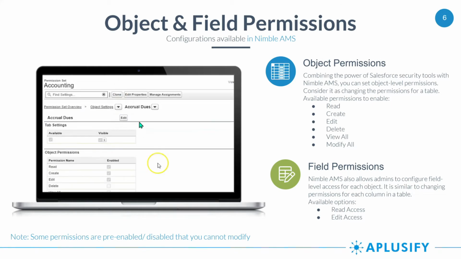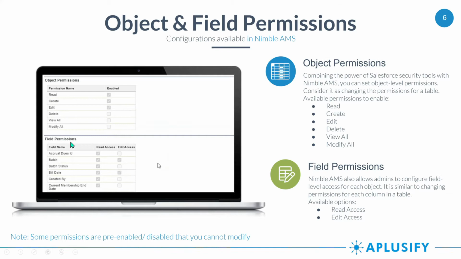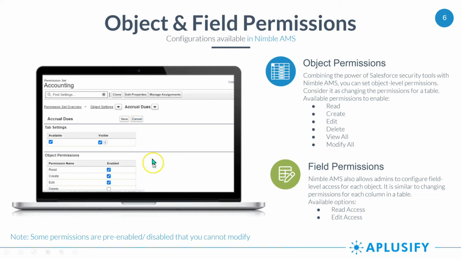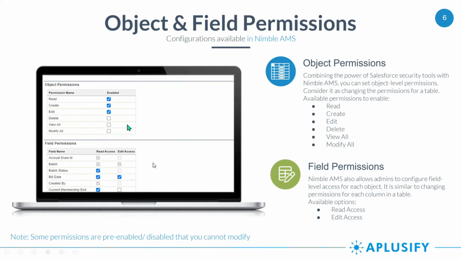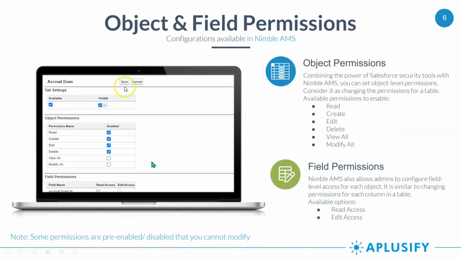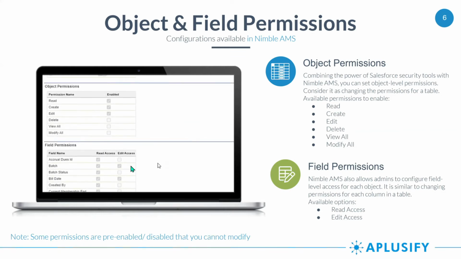here what you have is object permissions, which is read, create, edit, delete, view all, modify all, right? And you can actually check. So what we have done is given delete access, and on the current membership end date, which is a field permission, we have given edit access, right? So that is how you can give permissions on the object and the field permissions.